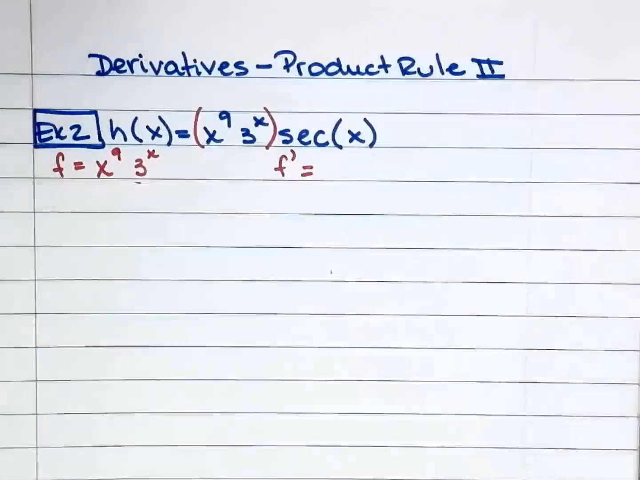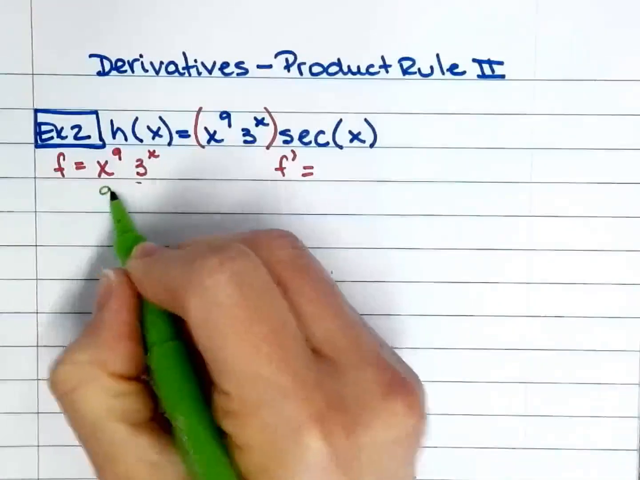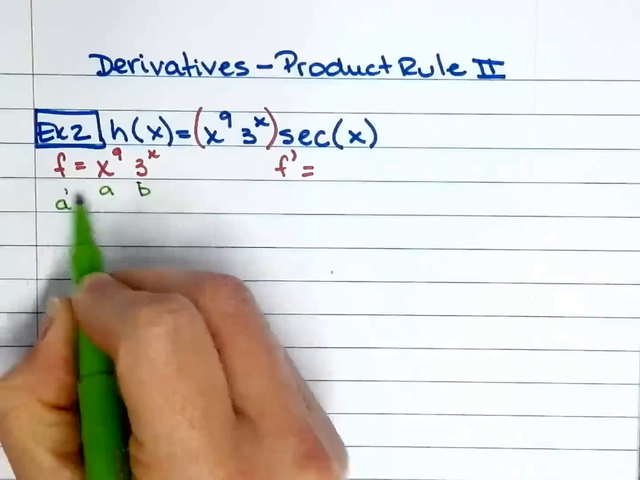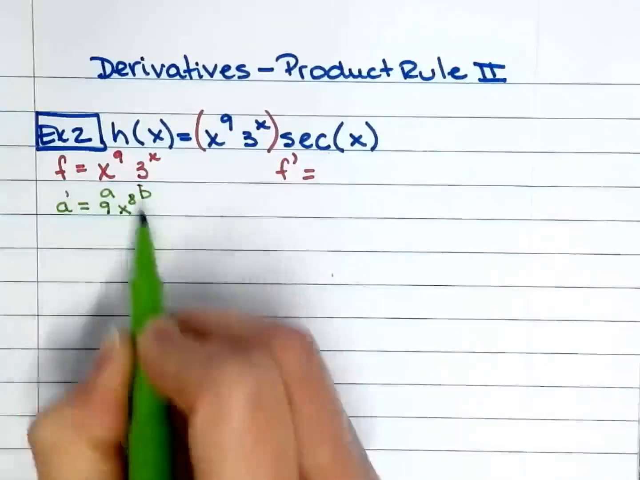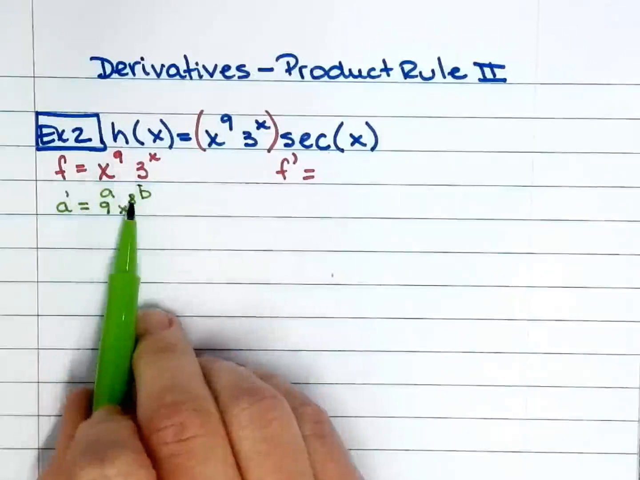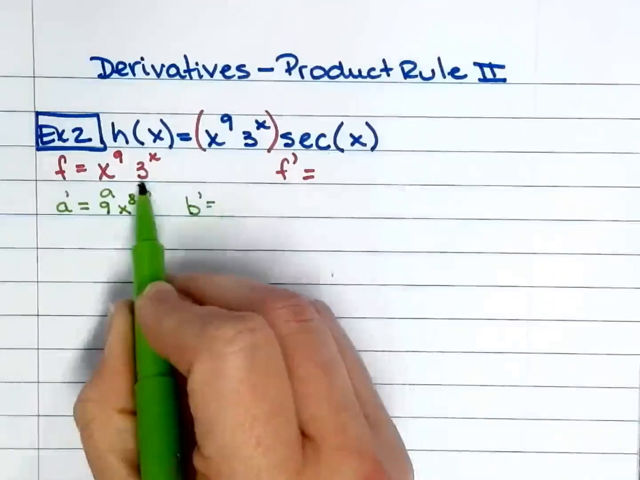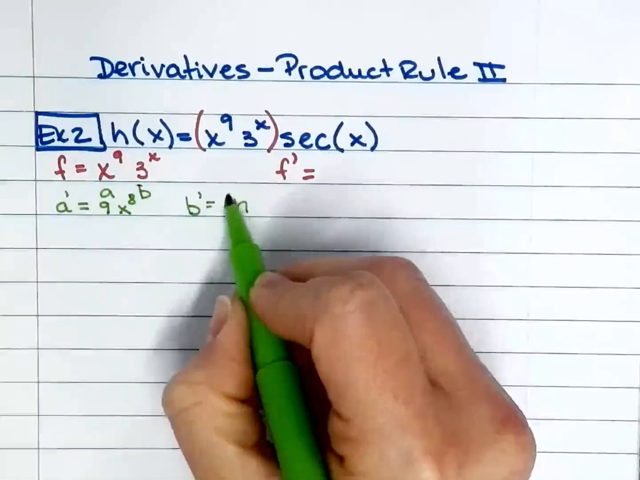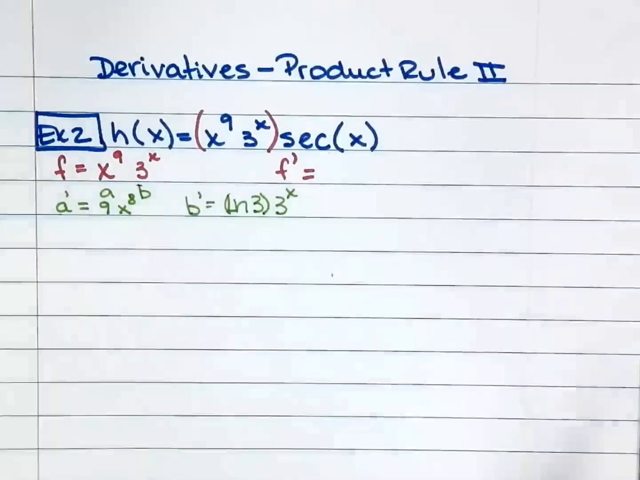So now we have two functions within this one function, and I want to call them a and b. We will find the derivative of function a, which is 9x to the power of 8. Remember, we get the 9, put it in the front, and you drop 1 from the exponent right there. And the derivative of 3 to the power of x will be natural log of 3, and then 3 to the power of x.